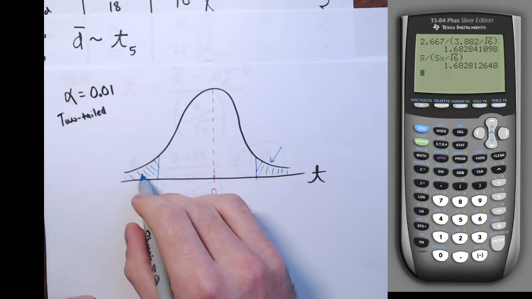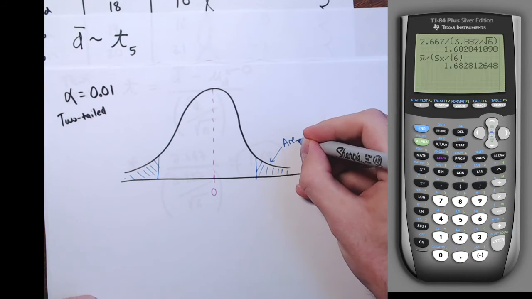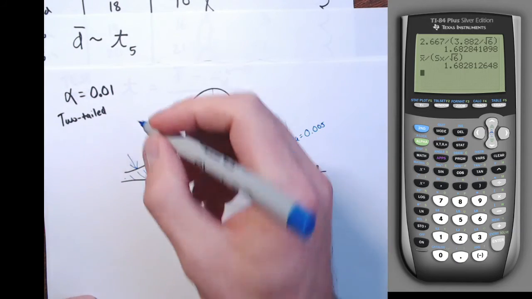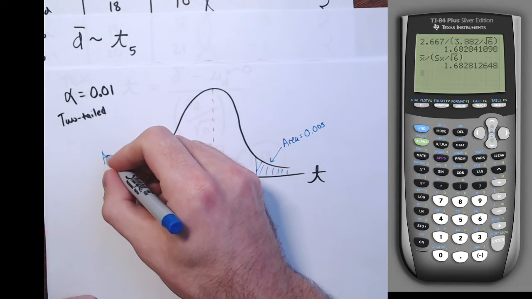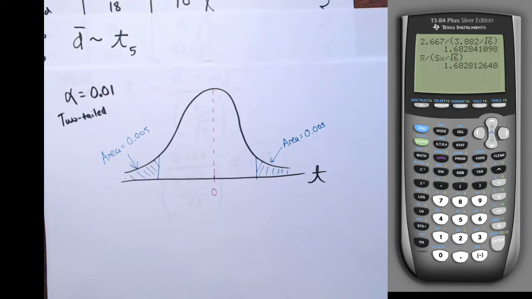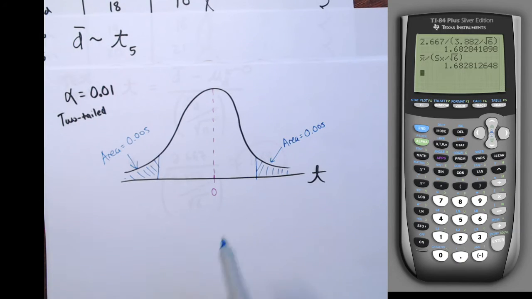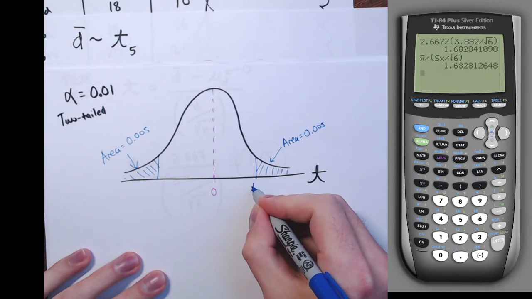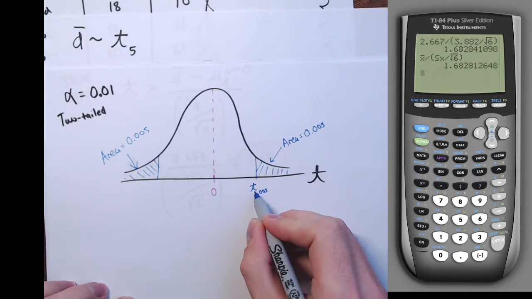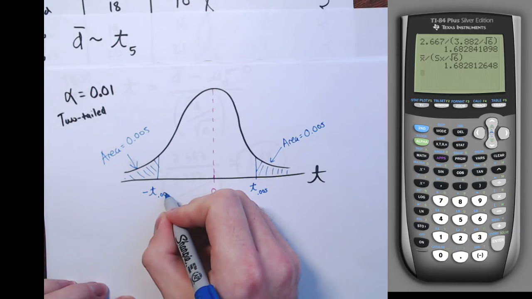Now I want the area of both of these together to be alpha, to be 1%. So that means I want the area over here to be 0.5%, 0.005, and I want the area of this left tail rejection region to also be 0.5%, 0.005. That way, the total area of the rejection regions is alpha. So this score I'm looking for is the t-score with an area of 0.005 or 0.5% above it, and this one is just the opposite of that, negative, the t-score with 0.005.